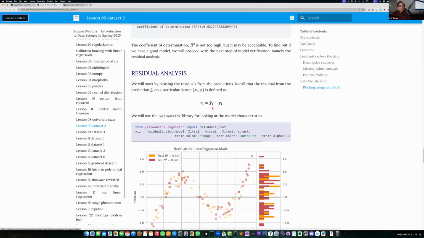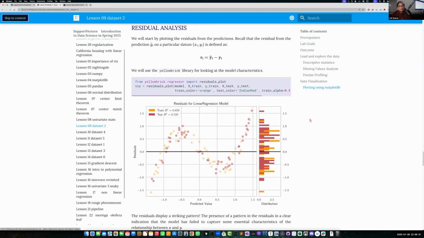But here is the clue. When you look at the clue, now tell me, do you see a pattern standing out at you? Yes. It doesn't look like noise. You literally see a pattern. When you see a pattern in your residual analysis, that's when you know that you're barking up the wrong tree.